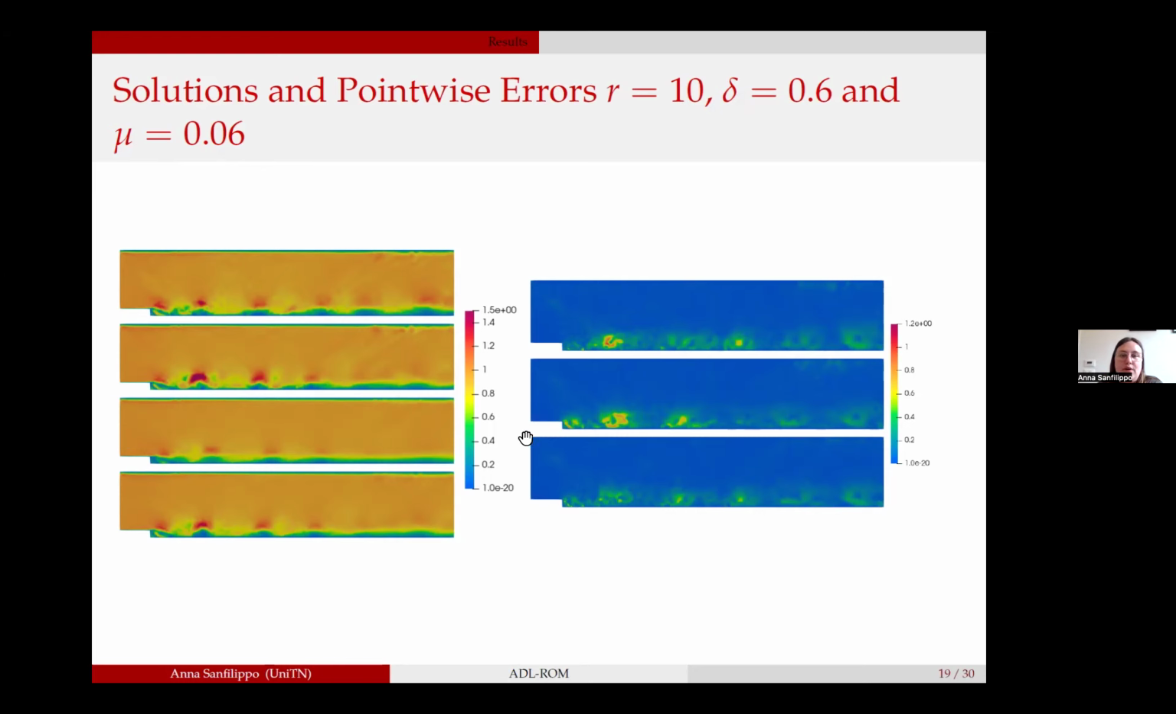And also the pointwise error is confirming it. So these are the pointwise errors between the finite element solution and the G-ROM solution, the finite element solution and the L-ROM solution, and the finite element solution and the ADL solution. So also from the pointwise error point of view, we have that in general, the lower errors are from ADL.